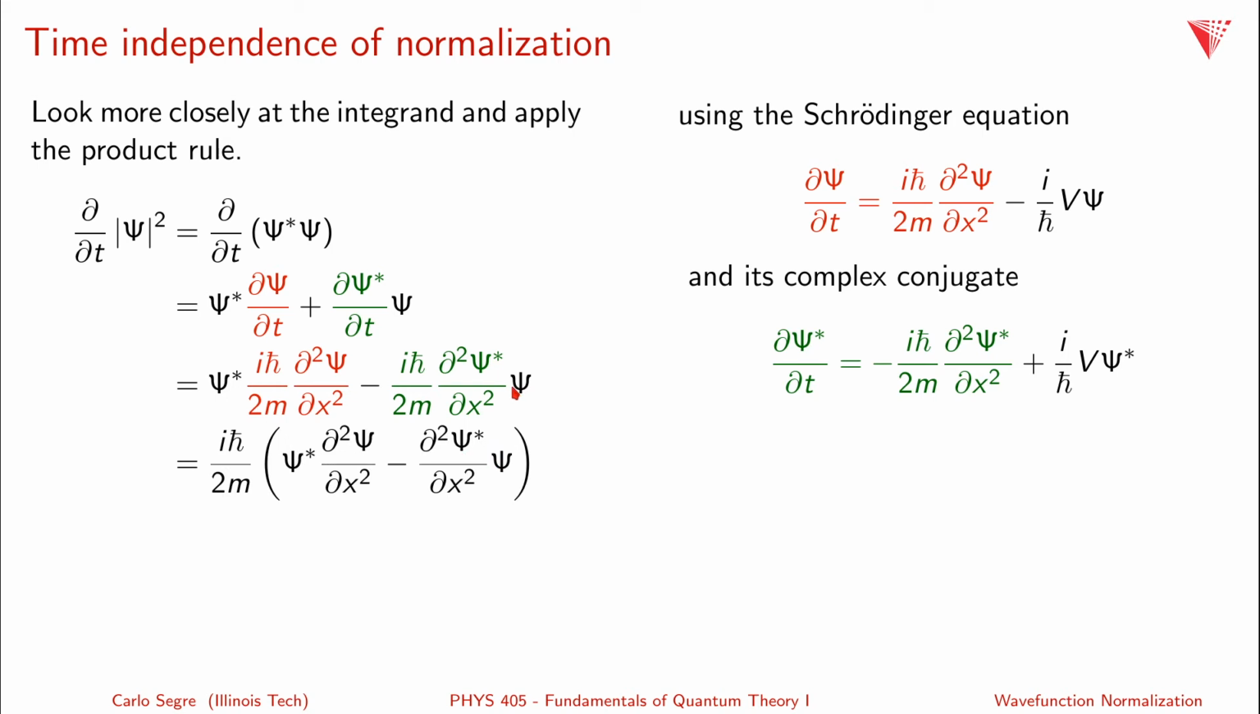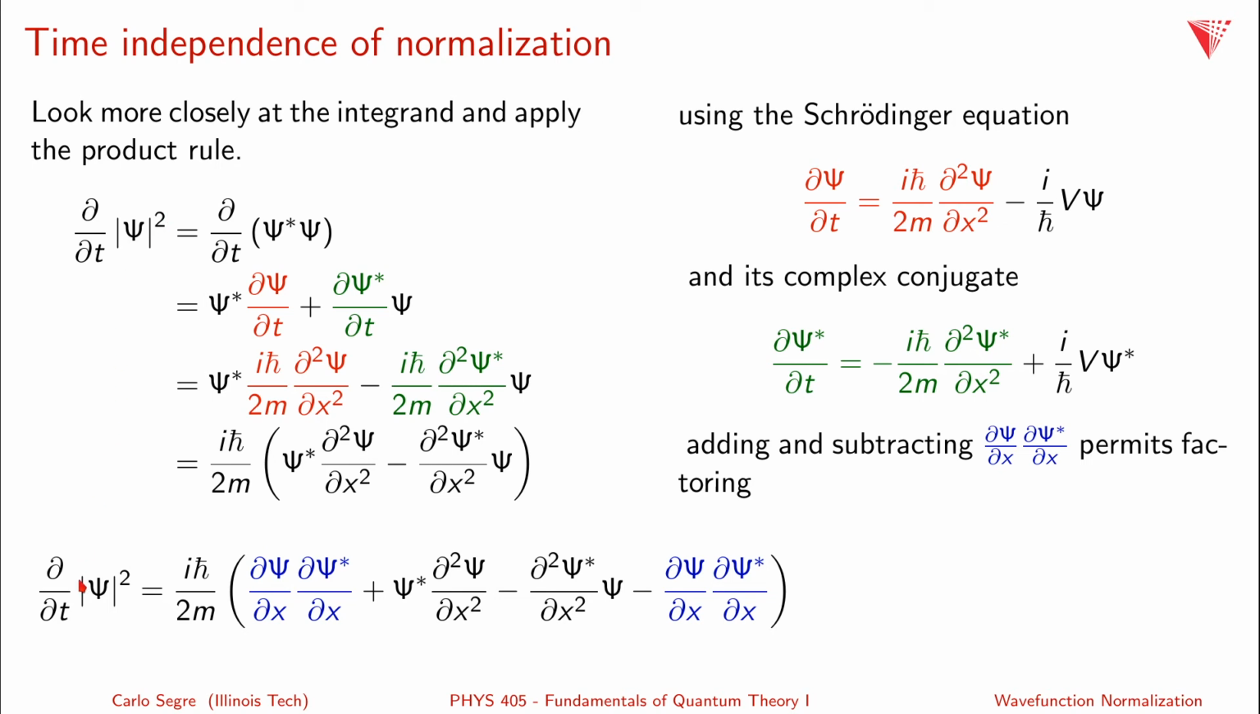If we look at this, we can factor out the iħ over 2m for both of these, and we get ψ* times the second partial of ψ with respect to x squared, minus the second partial of ψ* with respect to x squared times ψ. If we now add and subtract this term, which is the partial of ψ with respect to x times the partial of ψ* with respect to x, we can factor this term in here.